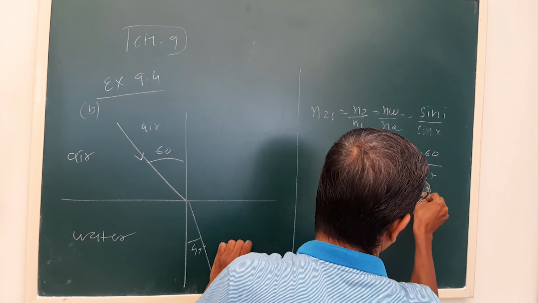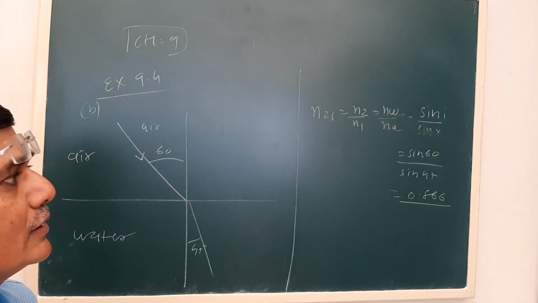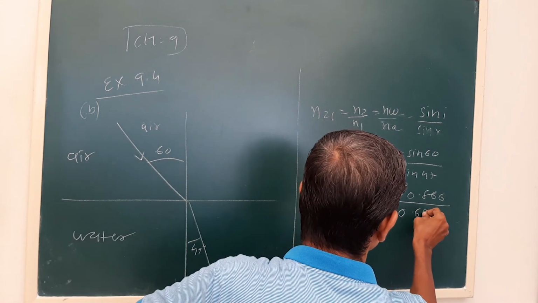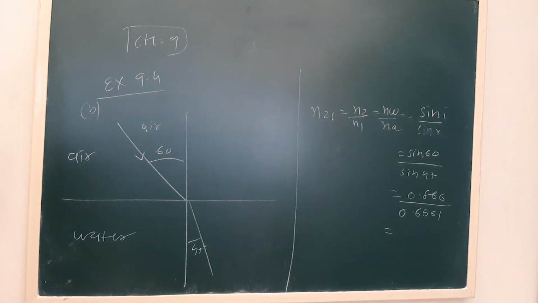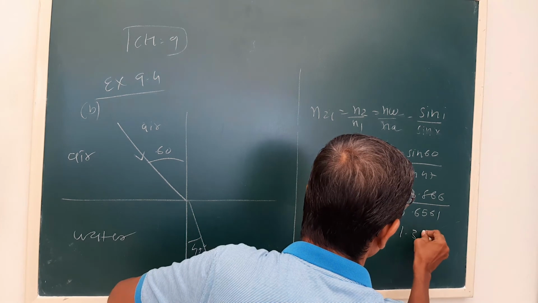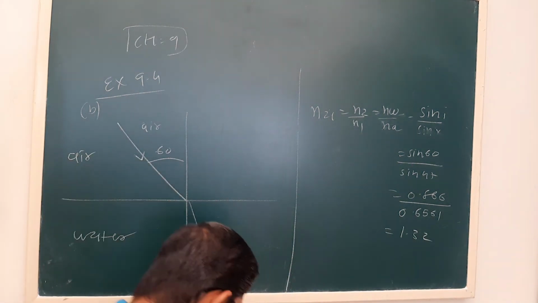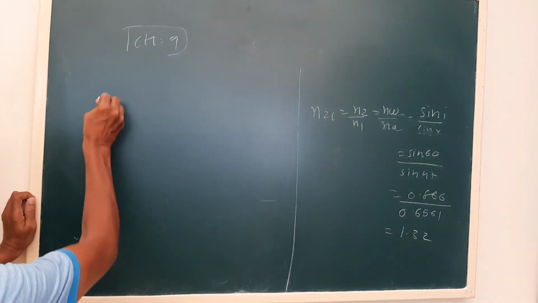Sin 60 we have value 0.866. Now sin 47 we obtain as 0.6561. If we solve, we'll get the refractive index as 1.3. Okay, this is the second case. Now see the third case. See the diagram C which is given.